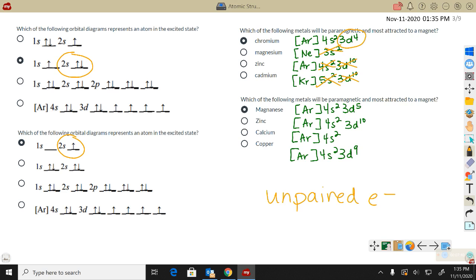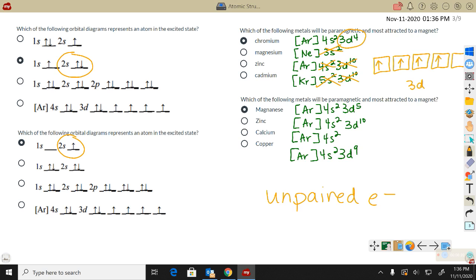Even though this is an even number, 3d4, when I think about the d orbitals, there are 5. So let's say these are my 3d orbitals, and I fill them 1 electron at a time. Oh, so yeah, they would be unpaired. I think sometimes people get kind of confused because they'll be like, but it's an even number. Yeah, it's an even number, but you have to be careful with the d's. There are 5 d orbitals. So if I only have 4 d electrons, they are all getting their own orbital.